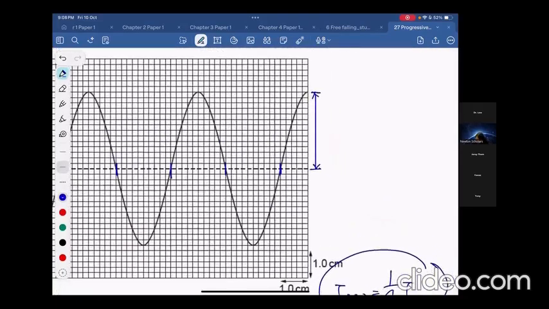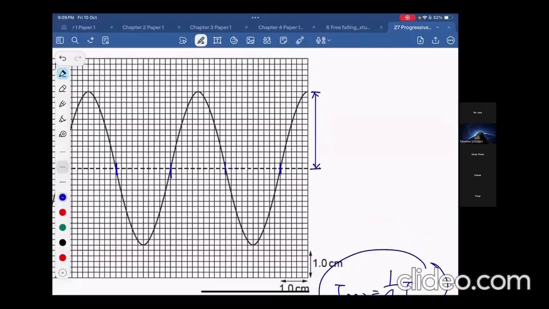1 cm is 1, 2, 3, 4, 5 boxes. 1 cm is 5 boxes. So 1, 2, 3, 4, 5. This is 1 cm. This is 1 cm. So here is already 2 cm. Okay, 1, 2, 3, 4. Here is 4. Here is 4. So it should be 2.8 cm for the amplitude, the original amplitude.